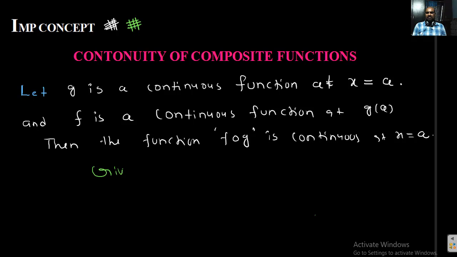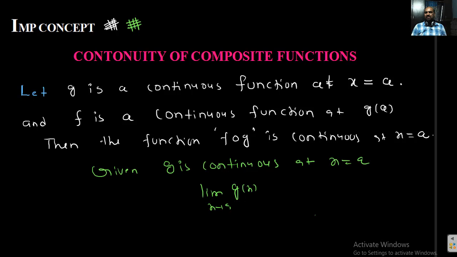Given g is continuous at x equal to a. What is the meaning of that? Limiting value of g of x as x tends to a equals g of a only.